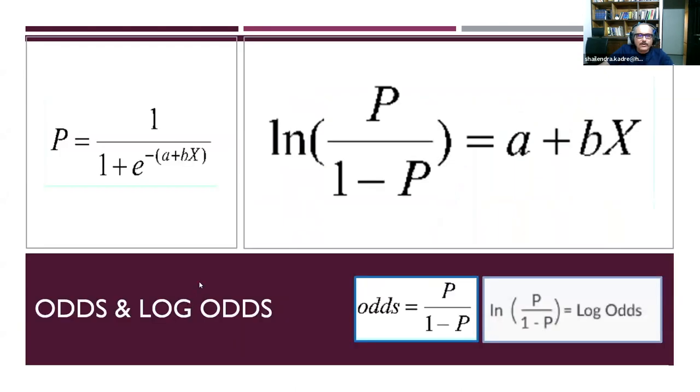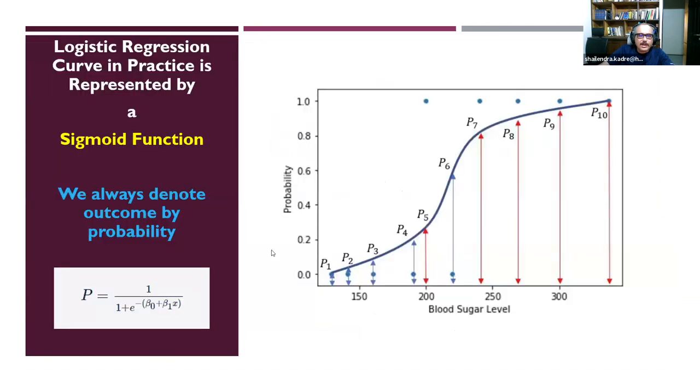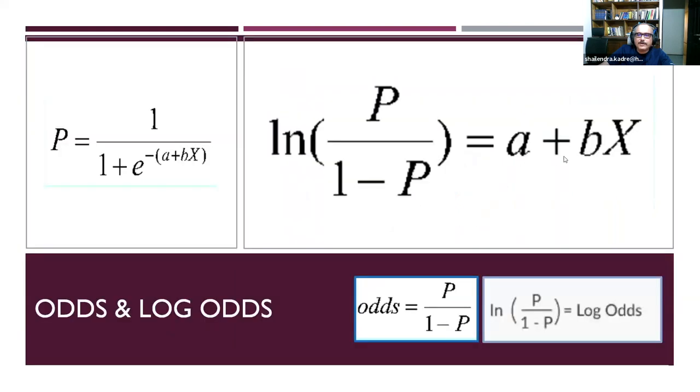So what we do is, if you solve it a little bit and take the log of both sides, the equation will reduce to log to the base e of p upon 1 minus p is equal to a plus b x. A means this beta 0, and b means beta 1.